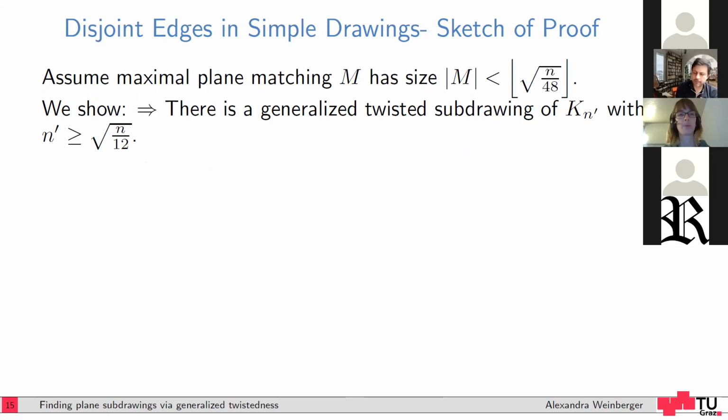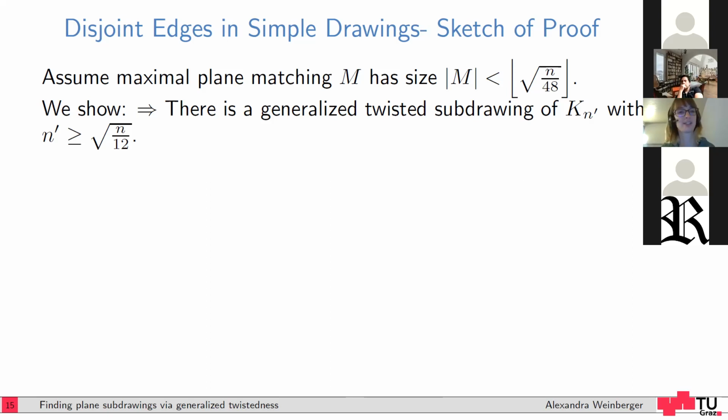Now for the remaining time, let's look at the second main theorem, and that is that any simple drawing of the complete graph contains omega of square root of n disjoint edges. A bit more precise, we're actually going to show a floor of square root of n over 48 edges. To do that, we take our simple drawing of the complete graph and take any maximal plane matching that we find. If it holds already this size, then fine, we're done. If it doesn't, then we're going to show that it contains a generalized twisted drawing.